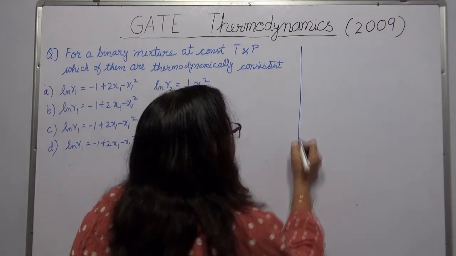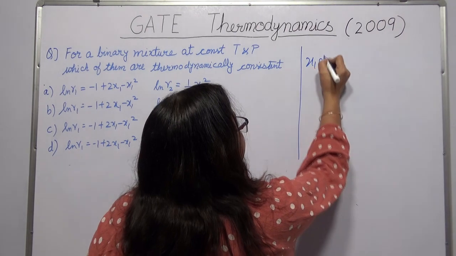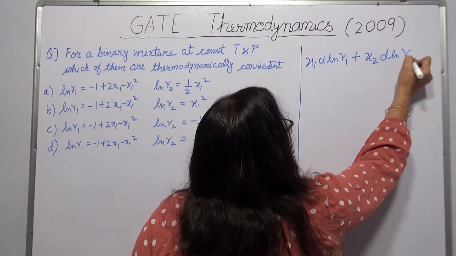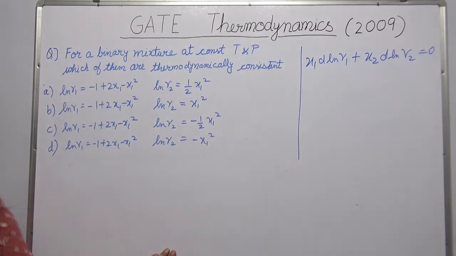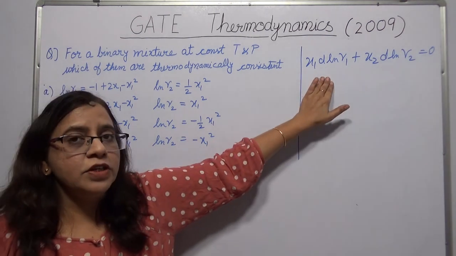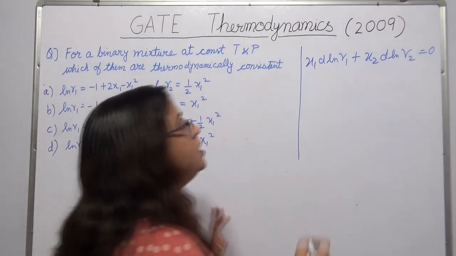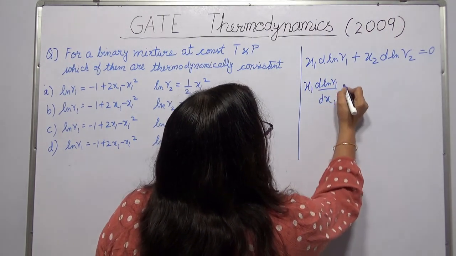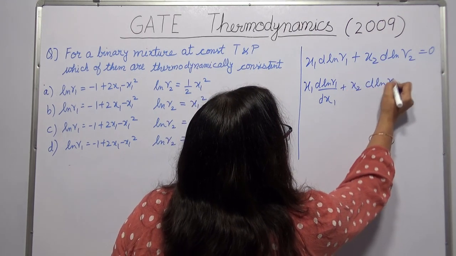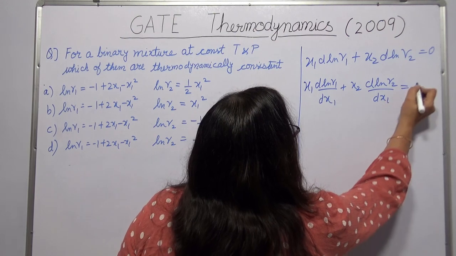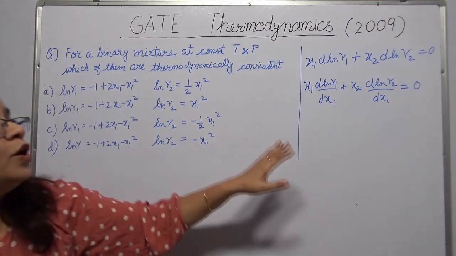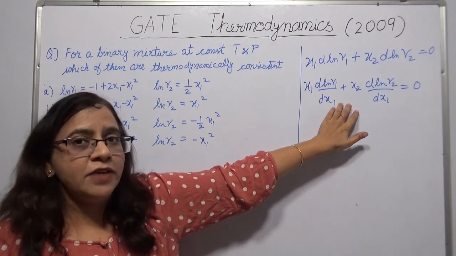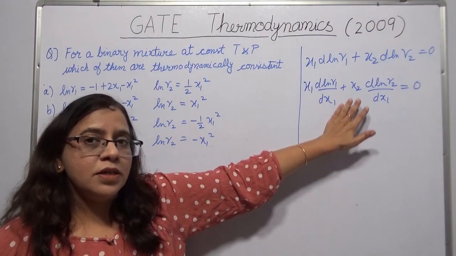How do I write my Gibbs-Duhem equation? I will write it as x1 d ln gamma 1 plus x2 d ln gamma 2, that should be equal to 0. In the GATE 2021 paper, I have given you that you can also write this Gibbs-Duhem equation in another form, and that is x1 d ln gamma 1 by dx1 plus x2 d ln gamma 2 by dx1, that is equal to 0. Okay, you should go and check that video of GATE 2021, where I have derived this equation. So this is also a Gibbs-Duhem equation.